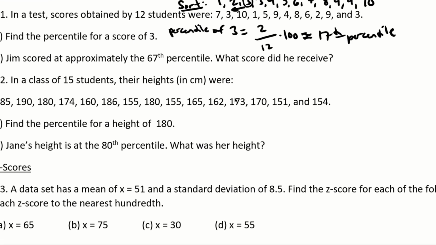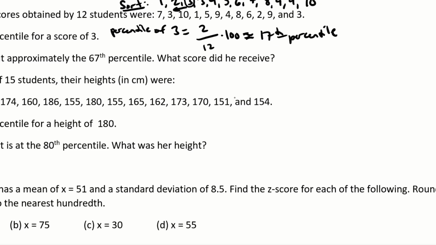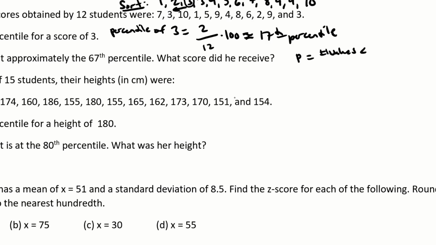Jim scored approximately the 67th percentile. What score did he receive? Okay, so this is similar to what we did. So remember, percentile is equal to the number of values divided by how many? Okay, so we have percentile equals the number of values less than Jim's score, in this case, right? Divided by n times 100.